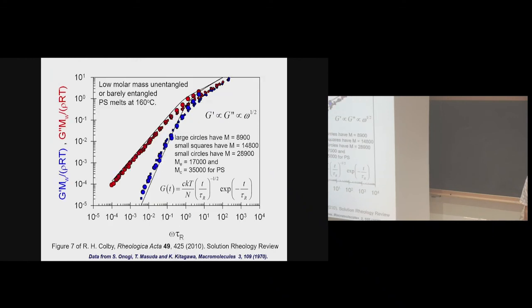We tried to do the same thing with low molecular weight polystyrenes that are not entangled. I have to say, the entanglement molecular weight is something like 18,000. So this one is kind of barely entangled, the small circles. But as you go to longer and longer chains, you can get further out here and maybe have the slope of a half. So that's kind of the best we can do at present.